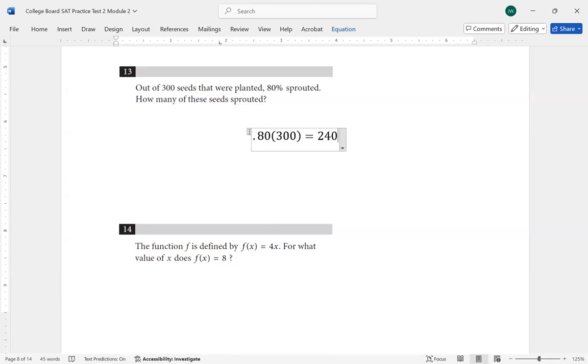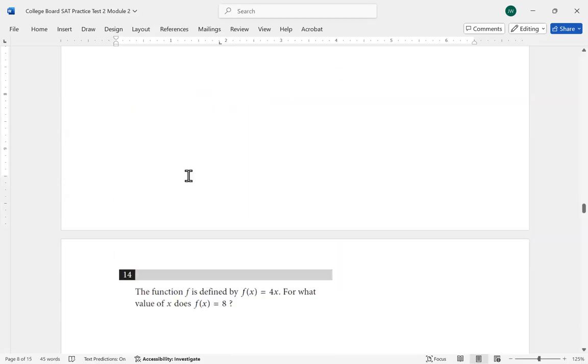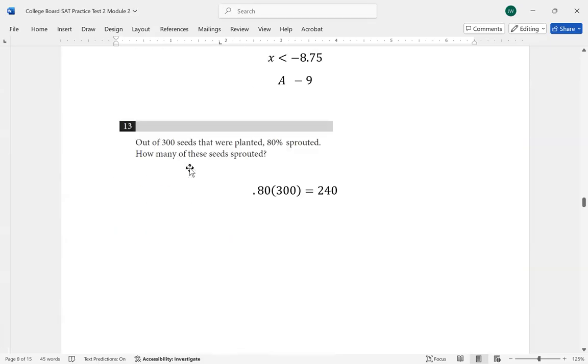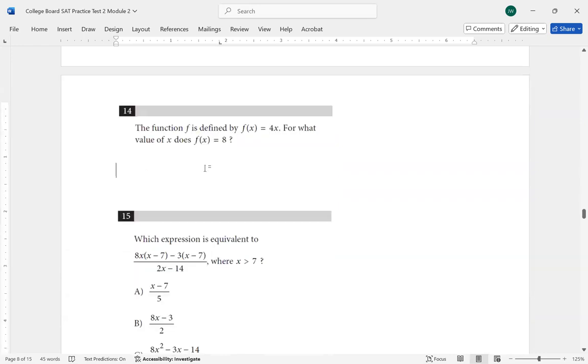So you can take 300 times 0.8 or 0.8 times 300. Either way, you get 240. And therefore, 240 seeds sprouted. And that's the answer to question 13. 240 is the answer. So that's the answer to question 13.